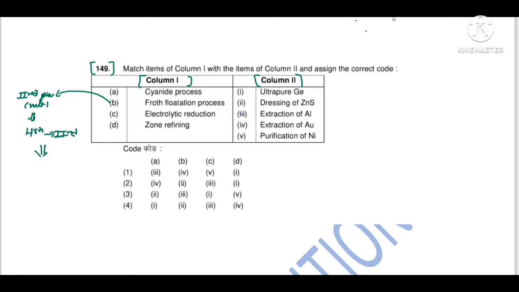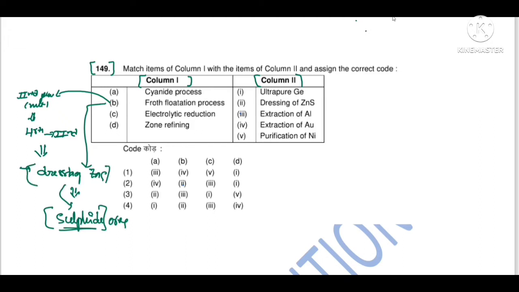You know that this froth flotation process is used for dressing of zinc sulfide. That is, this process is used only for sulfide ores, that means ores containing sulfides. You may conclude that this froth flotation process is used for dressing of zinc sulfide. Okay, now let us verify in column 2. Here, the dressing of zinc sulfide. You observe that B matches with 2.